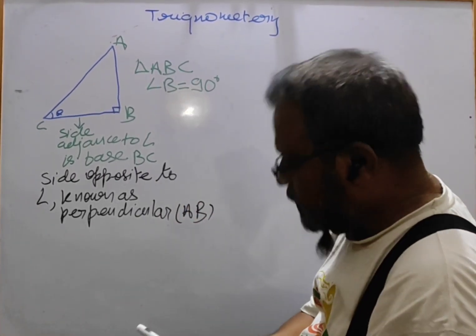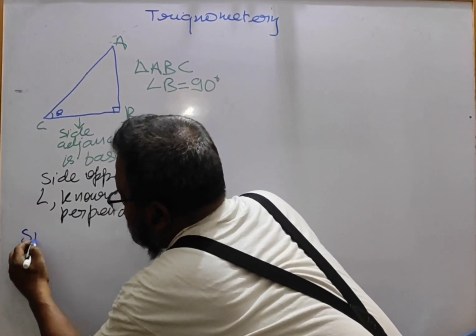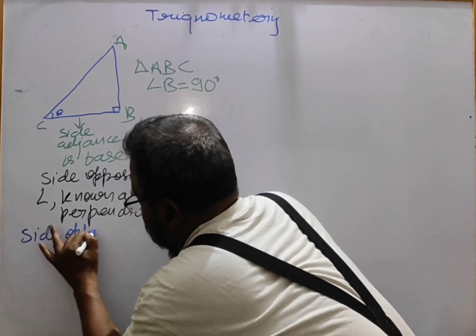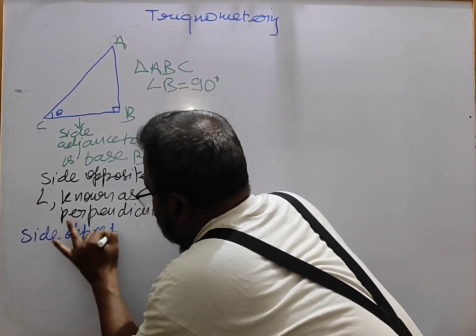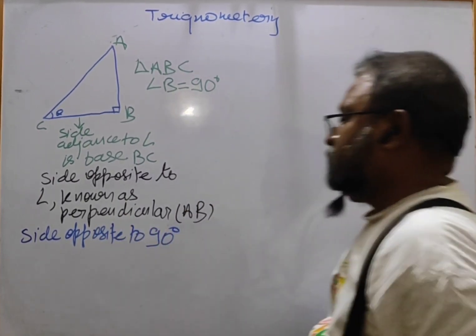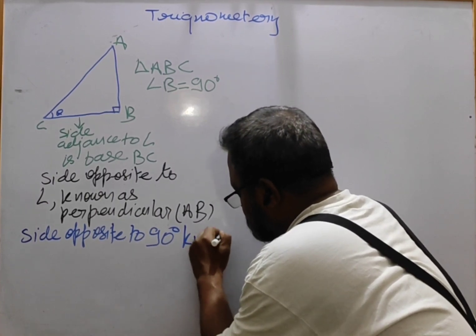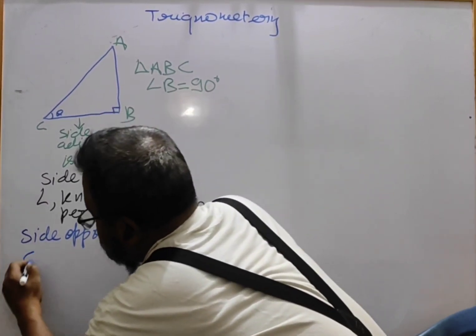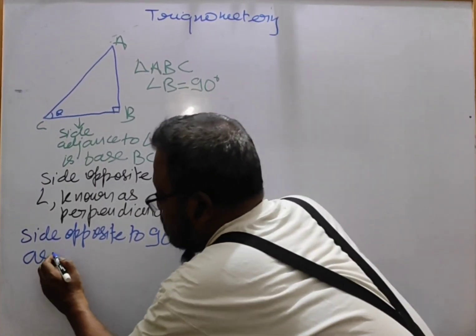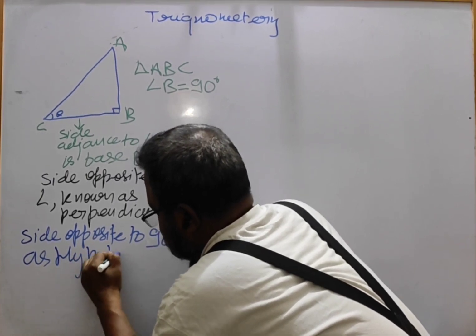And lastly, side opposite to 90 degree is known as hypotenuse.